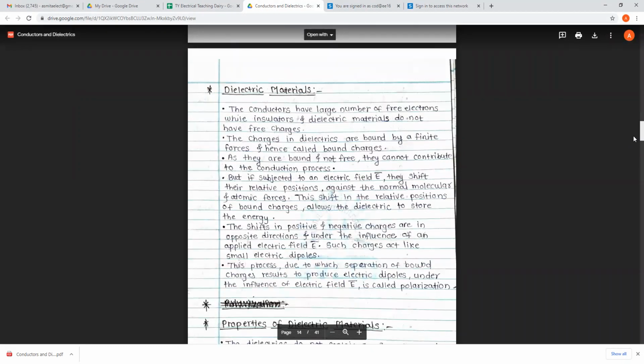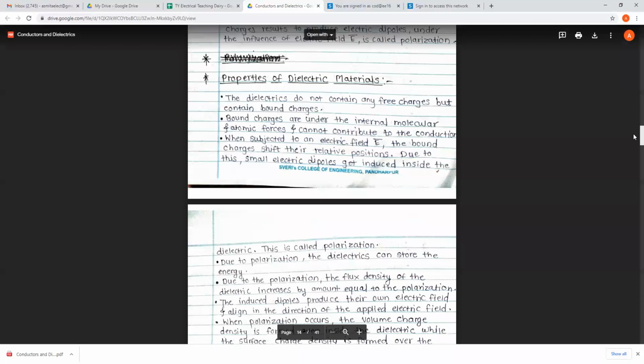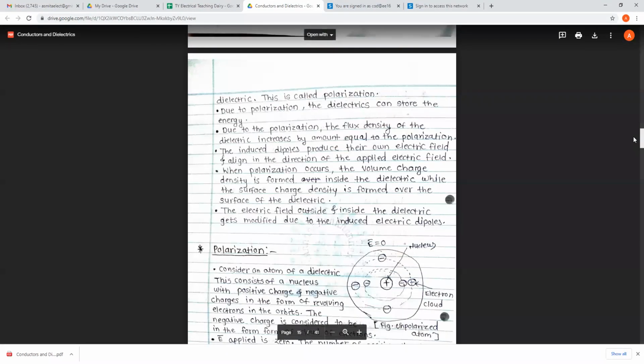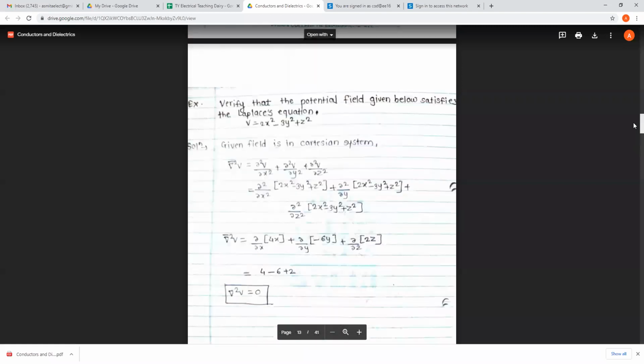Then the next point is dielectric materials. We have seen different dielectric materials. So which are the dielectric materials? There are different properties of dielectric materials.